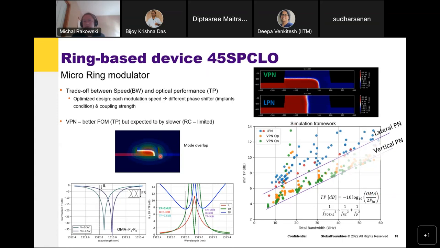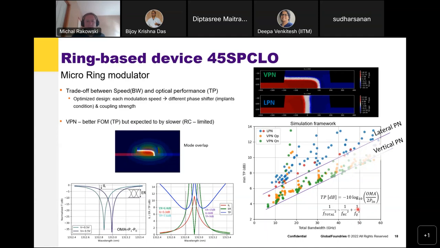We have also a larger RC constant. So actually the performance at the higher speed might be significantly limited by the RC cutoff frequency, and not only the photon cavity lifetime related to the modulator.